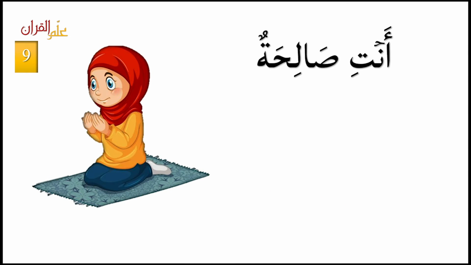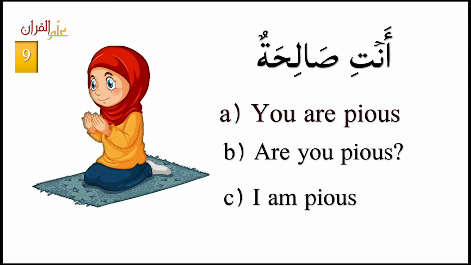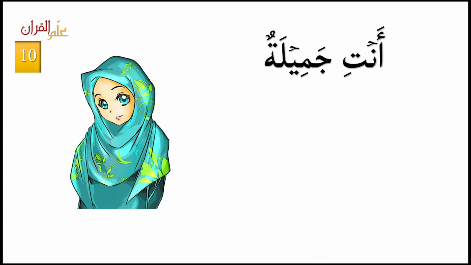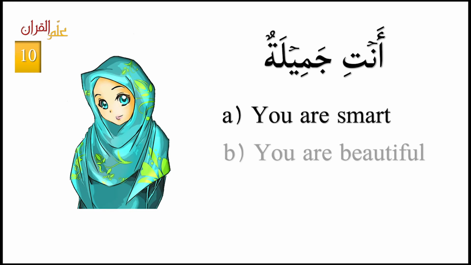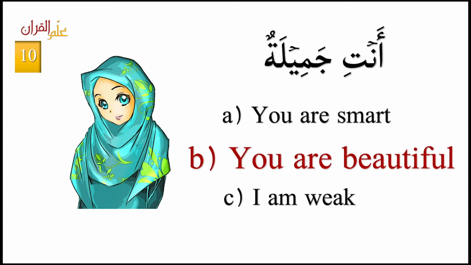Number 9. أنت صالحة. A. You are pious. B. Are you pious? C. I am pious. The correct answer is A, you are pious. Number 10. أنت جميلة. A. You are smart. B. You are beautiful. C. I am weak. The correct answer is B, you are beautiful.